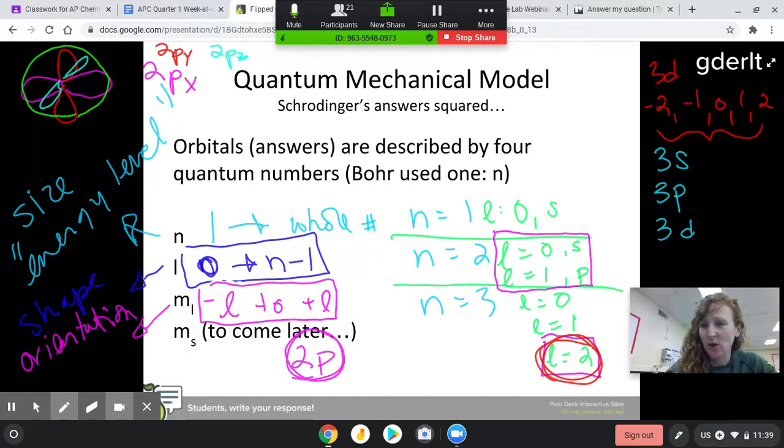You should be able to hold 20 electrons total in the third energy level because the S will hold 2. There's just one shape.